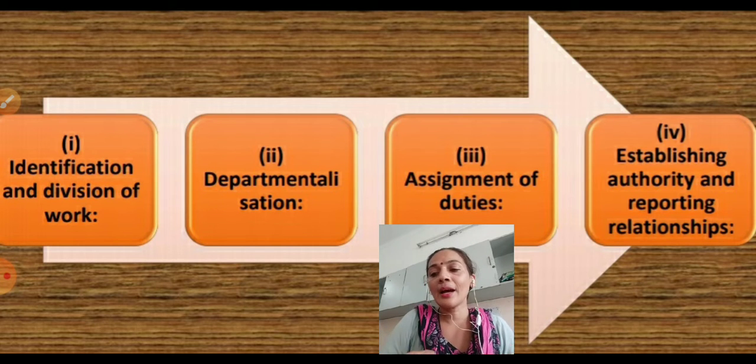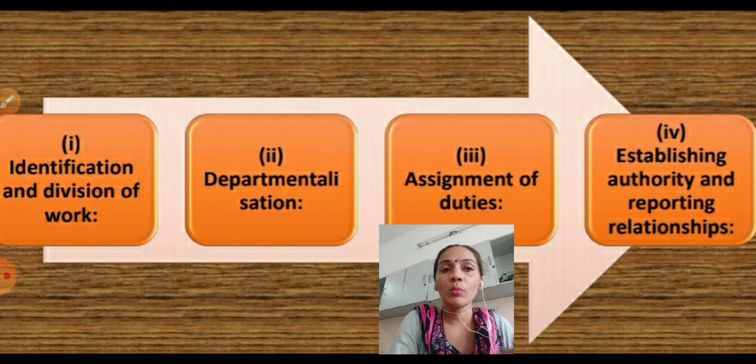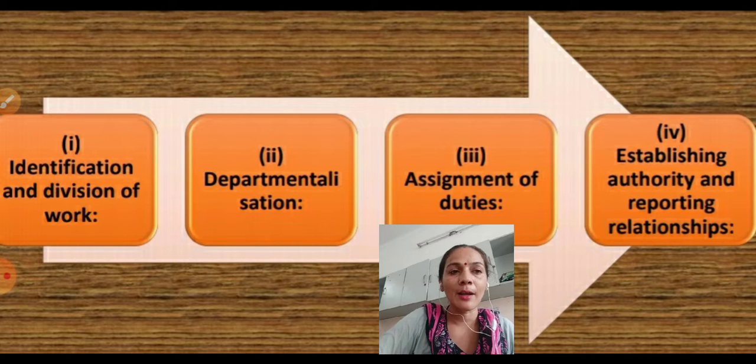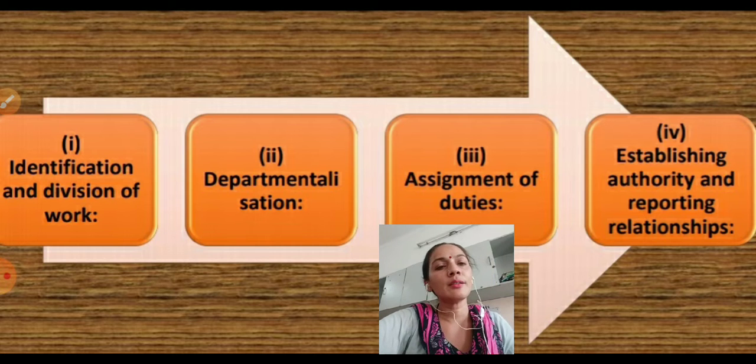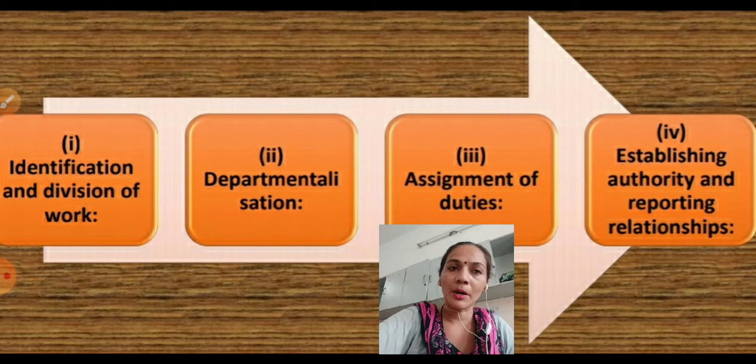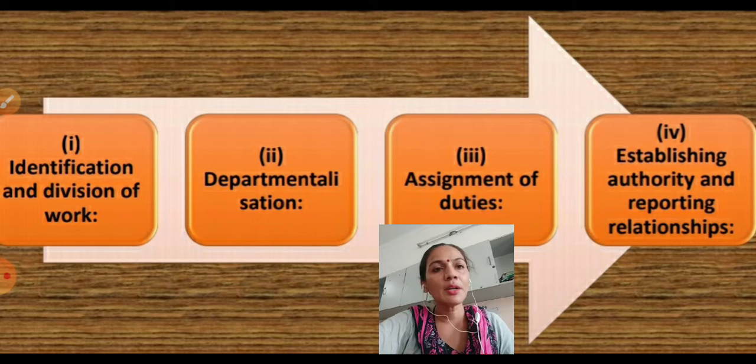Okay, and last, territory basis, like north, south, west. ठीक है, तो जिस एरिया में जिस पर्टिकुलर डिपार्टमेंट को चीज़ कवर करनी है, सेल को कवर करना है, परचेस को इंक्रीज़ करना है, ठीक है, या सेल को इंक्रीज़ करना है, so we have to divide the work according to the departments. So third, assignment of duties.